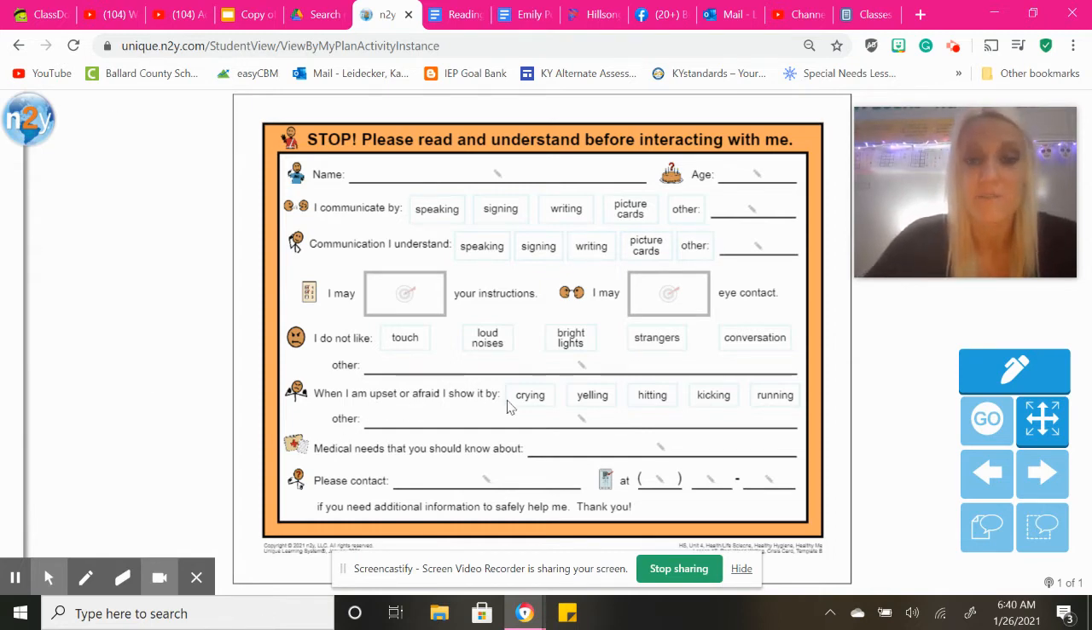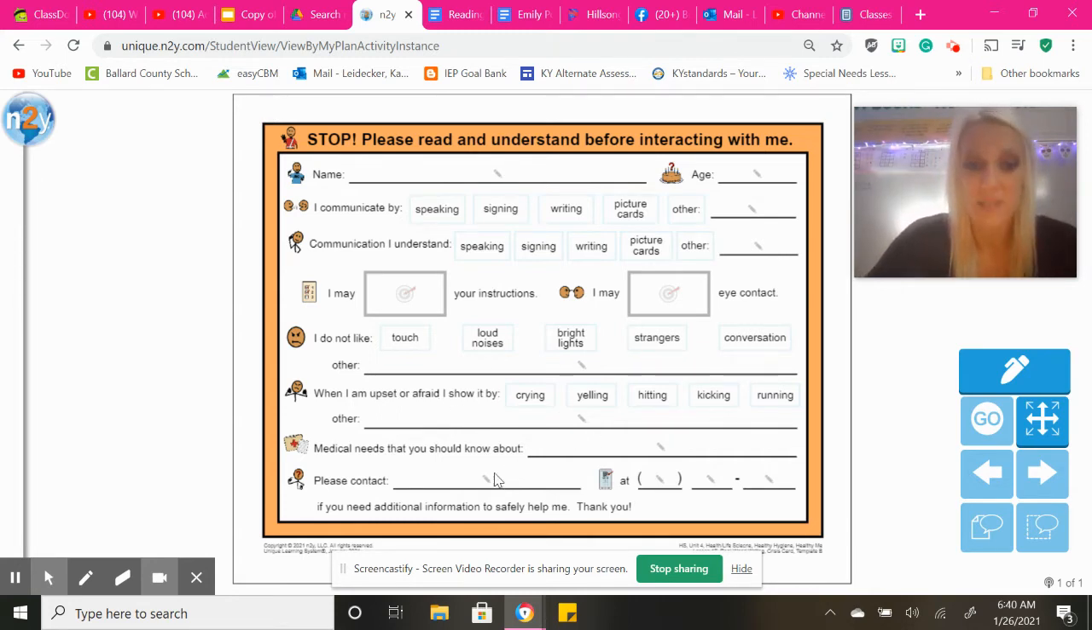When I am upset or afraid, I may show it by crying, yelling, hitting, kicking, running, or maybe you do something else. Maybe you just put your head down. Maybe you go for a walk. Maybe you go outside and scream as loud as you can to get all your frustration out. Maybe when you are afraid, you go and tell an adult.